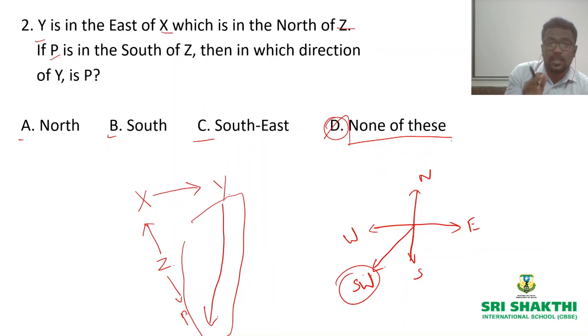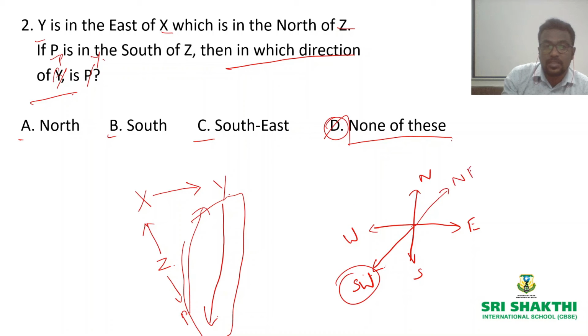In this question, the thing you have to keep in mind is the last part. In which direction of Y is P? If they change this question into in which direction of P is Y, the question is completely different. We have to draw in the opposite way. From P, Y is located in which direction? Then this comes in this way. We call this the northeast direction. Even that is not given in the options. So we will be opting for none of these.